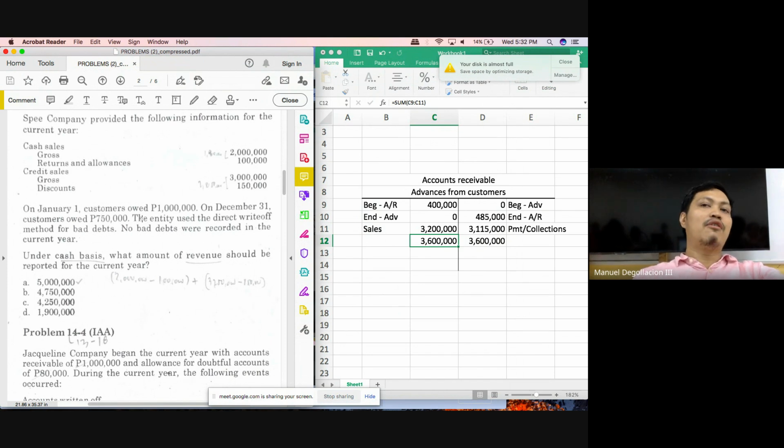Why is this different from 14-1? What was the scenario in 14-1? AR increased. That means collections were lesser. Understandably, sales under cash basis would be lower than the sales under accrual. But here, what's the scenario, class? AR decreased. What does that tell us? That your sales under cash basis would be greater than your sales under accrual.